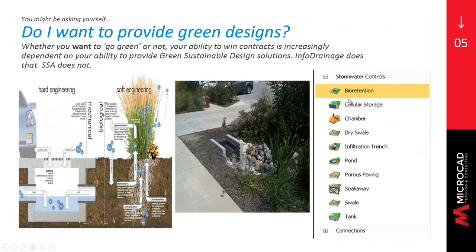Okay, but what we're able to do is we can do the regular hard engineering here, but we can also then add different stormwater controls that are green design. Things like swales, different chambers, infiltration trenches, ponds, etc. Okay, so all these stormwater controls are green design, and these are available in InfoDrainage.